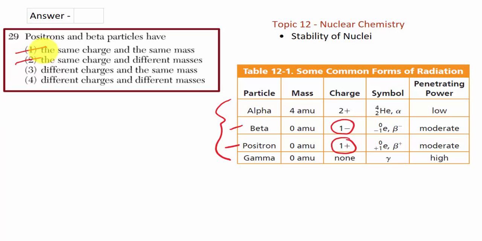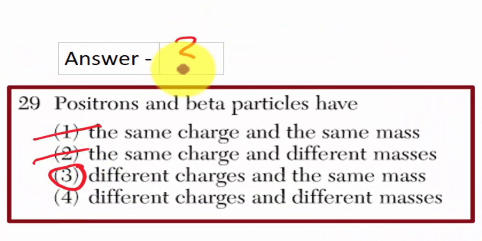Eliminate answers 1 and 2. And now in terms of their masses, they have effectively no mass. They're the size of an electron. So their masses are indeed the same. So we need different charges with the same mass. That's going to be answer 3.